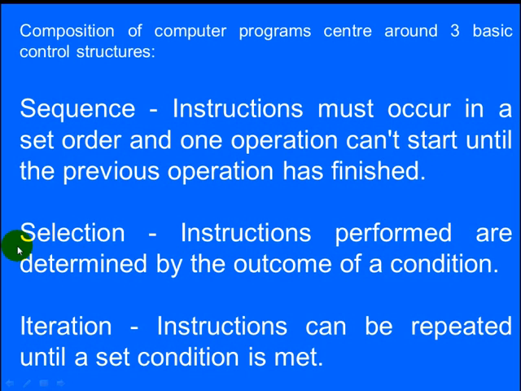Next we have selection. Instructions performed are determined by the outcome of a condition. Basically, selection means branching. Depending upon some condition, we have to execute a particular set of instructions, and that will be done in our Java program with the help of if statements, if else statements, if else if ladder, and the switch statements.